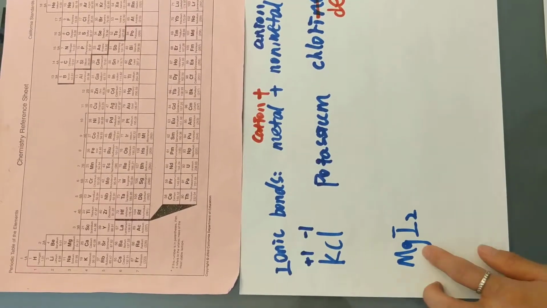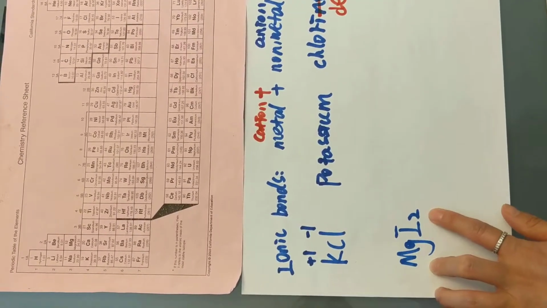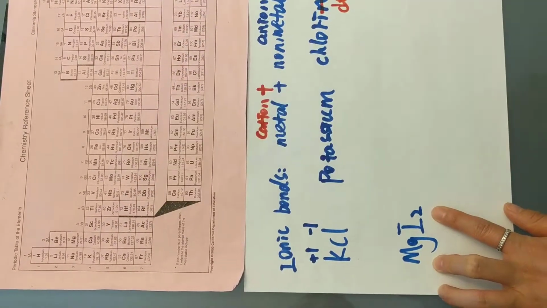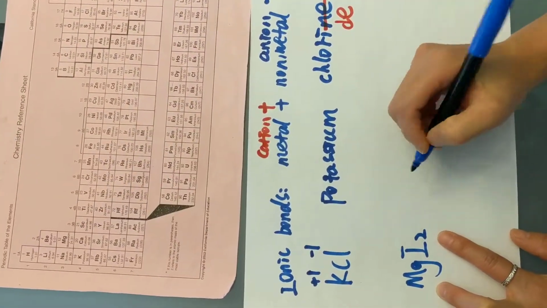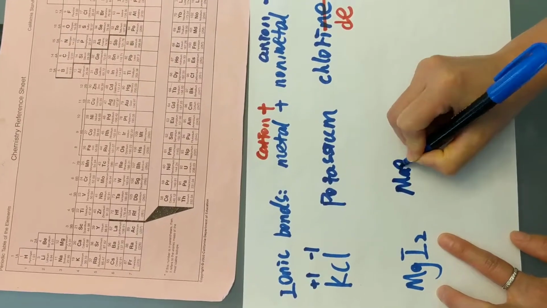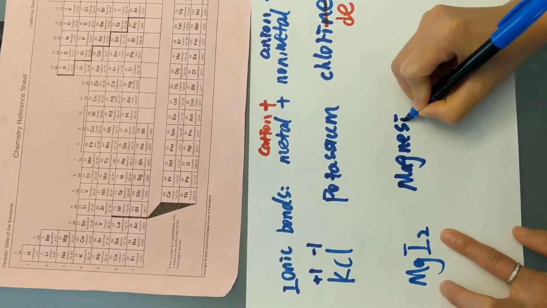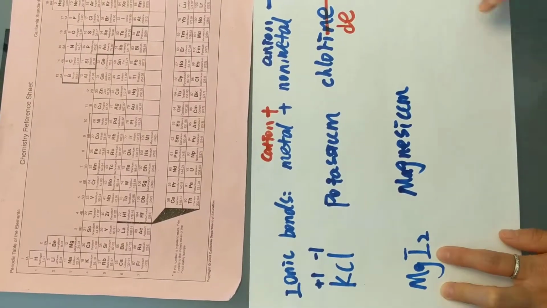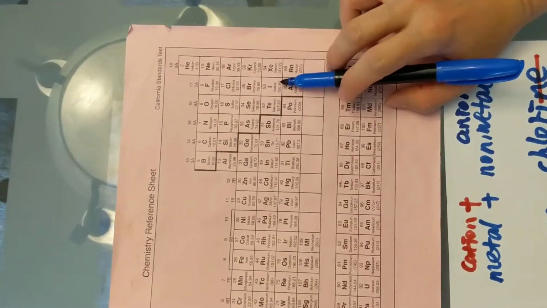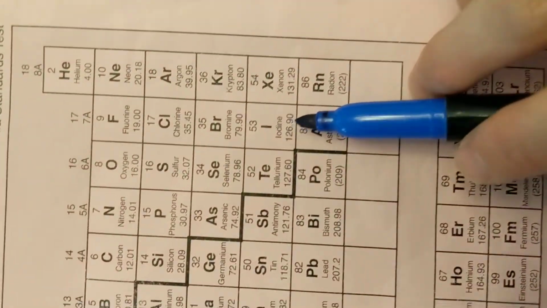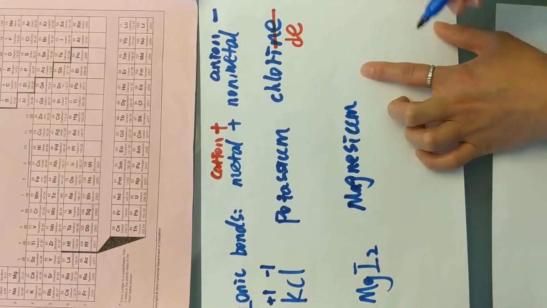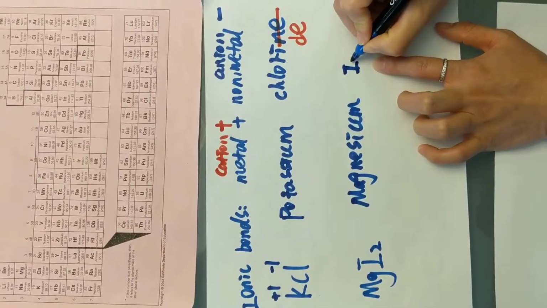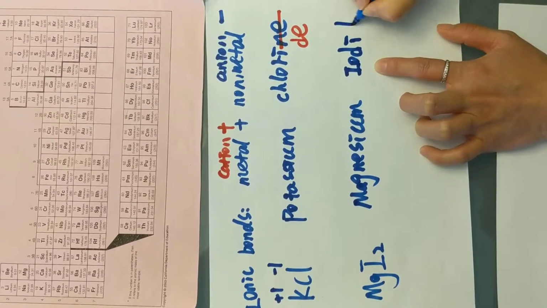The same rule applies to the second one. MgI2. From the periodic table, Mg is magnesium, write it down. I is iodine. So remove the end of the second element and add IDE at the end. So that is called iodide.